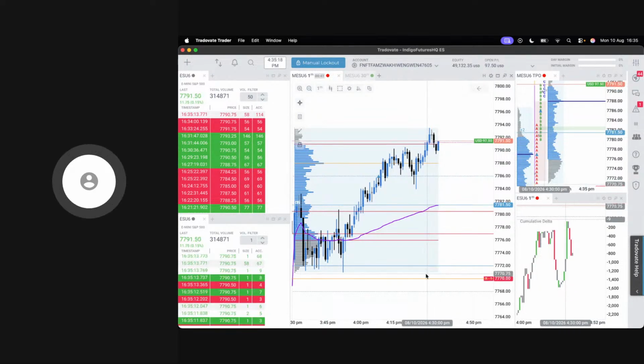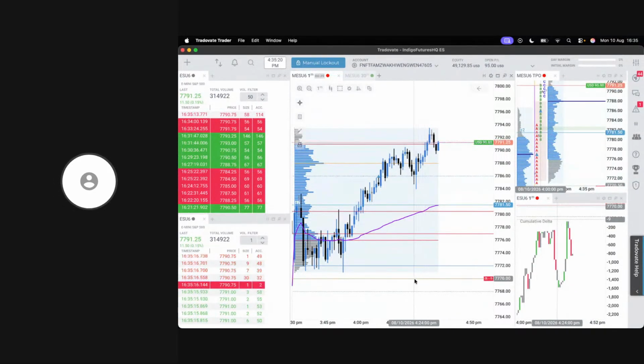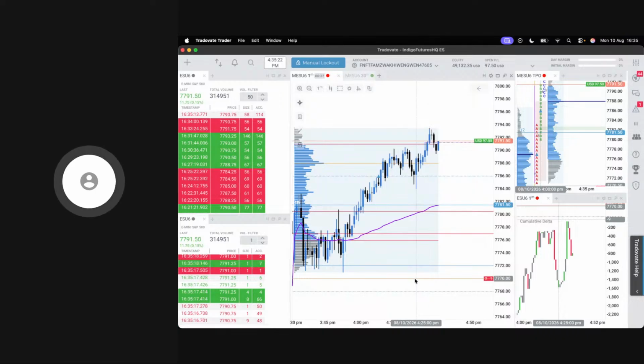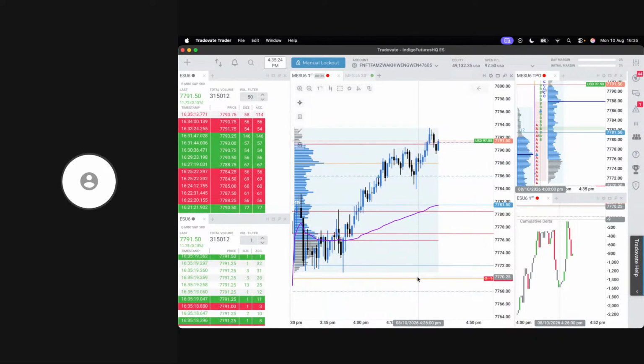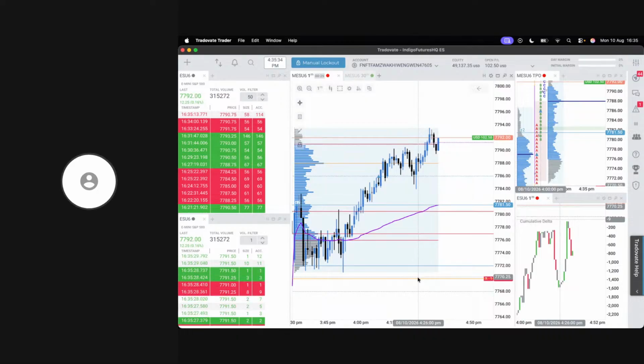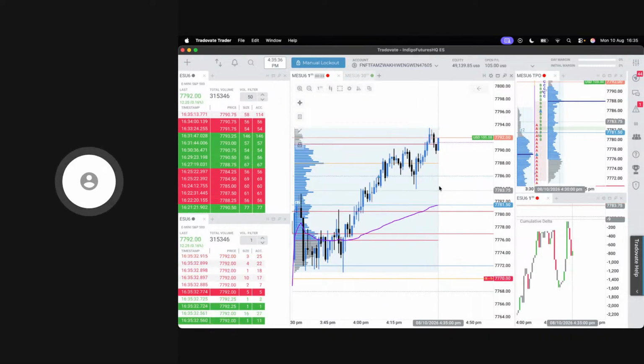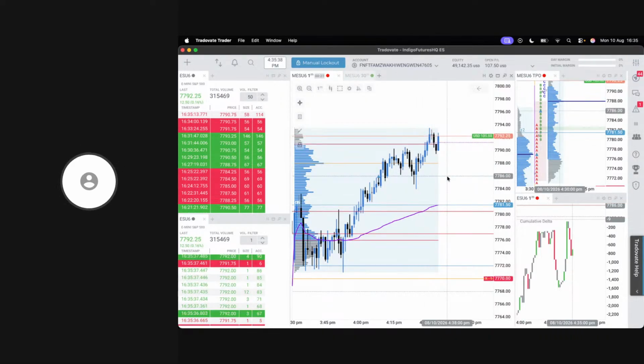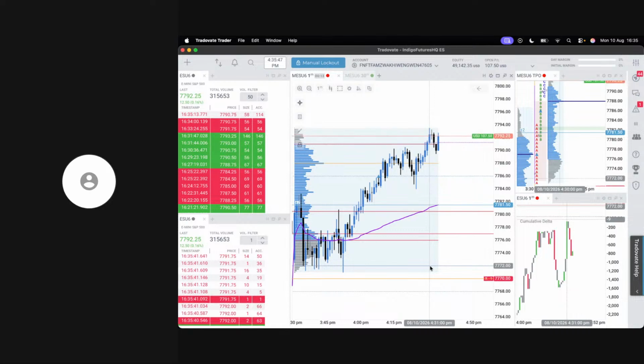So the structural invalidation point is the point of control. This is so that we don't blow the account, so that we don't lose more money than we have to. But it is structural. We would have rotated back inside overnight value area high, and then we would have failed at overnight point of control.